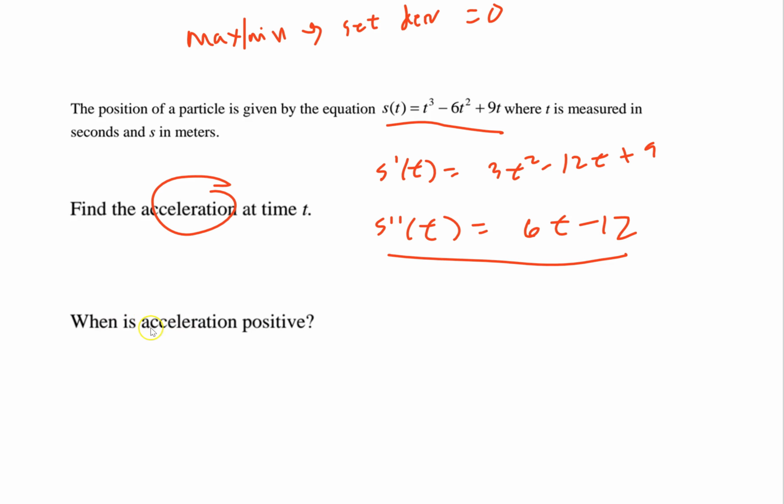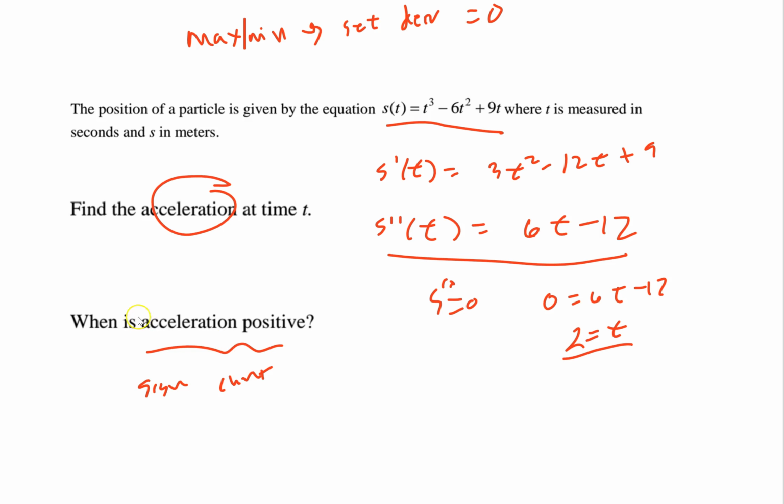When is the acceleration positive? Again, they're asking me if it's positive or negative. That's a sign chart, so we'll do another sign chart. Now it's time for the second derivative. Set this thing equal to 0. I'm going to get 0 equals 6t minus 12. At 12, t is going to equal 2.